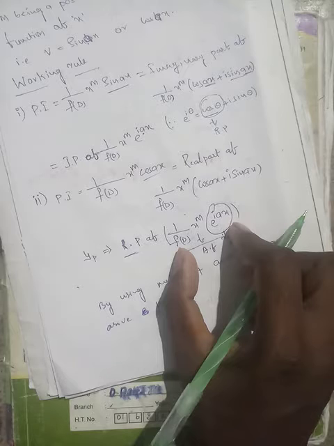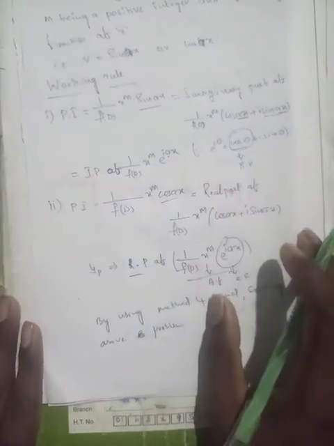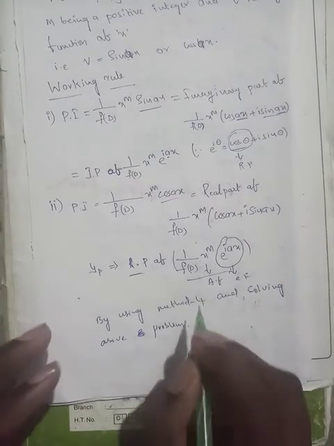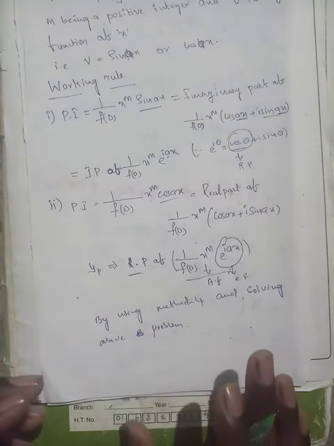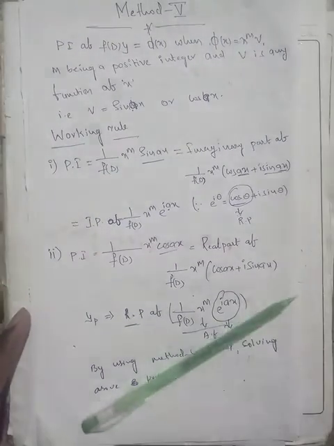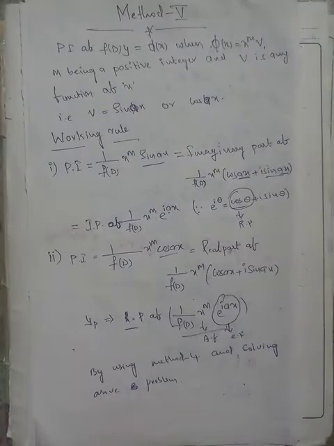Whatever solution we get, in that we need to consider only the real part if it is cos ax. If it is sin ax, we need to consider only the imaginary part from the whole solution. So that is the procedure here. You know how to find yc and yp by using method 4, so there is no need to explain anything here. Already we have discussed method 4.